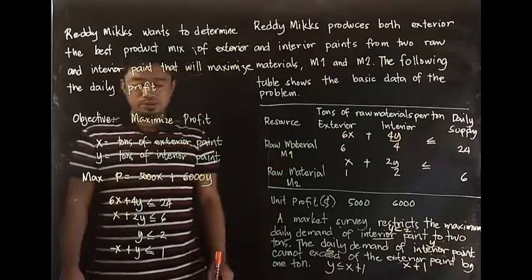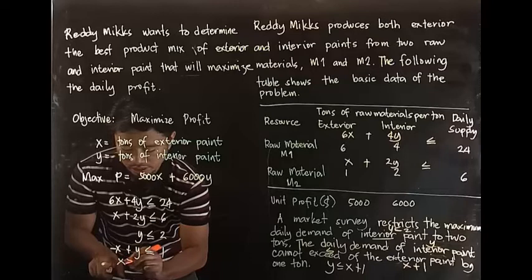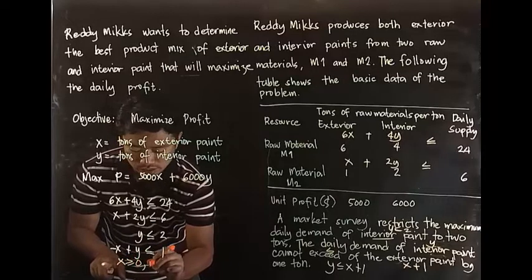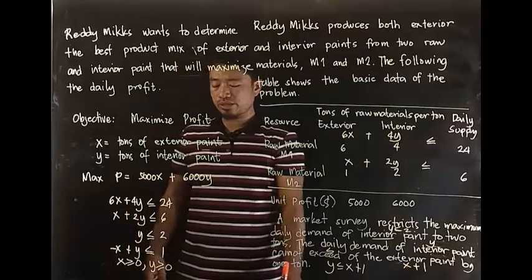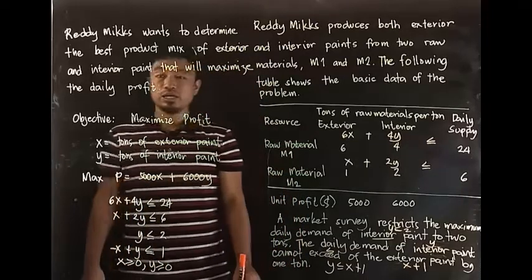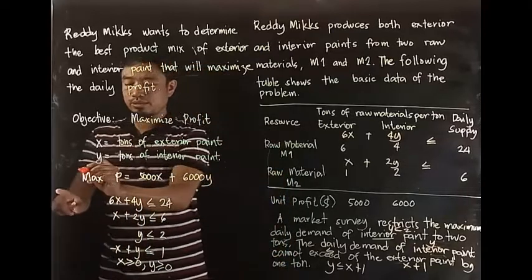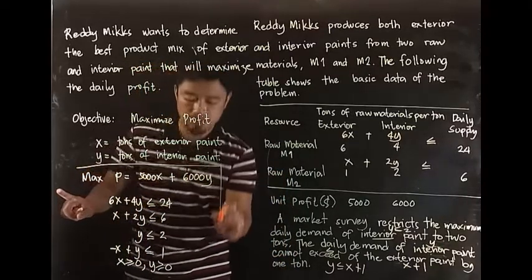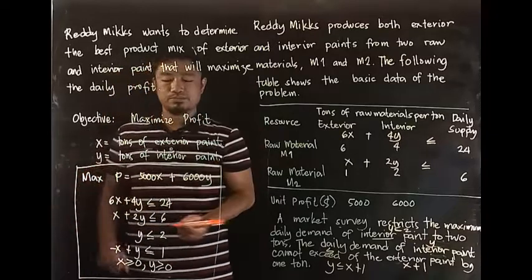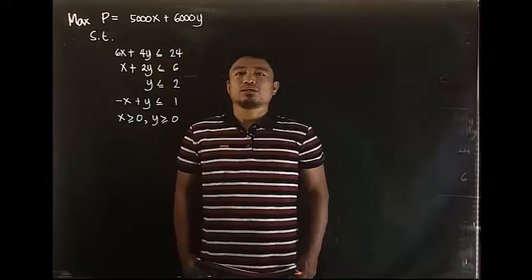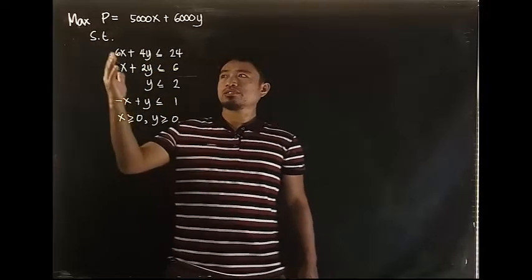And to all linear programming problems, we require our decision variables to be greater than or equal to 0, which is the non-negativity constraint of every linear programming problem. And this is the equivalent LP model of this problem. So the equivalent LP model of the ready mix problem is this one.